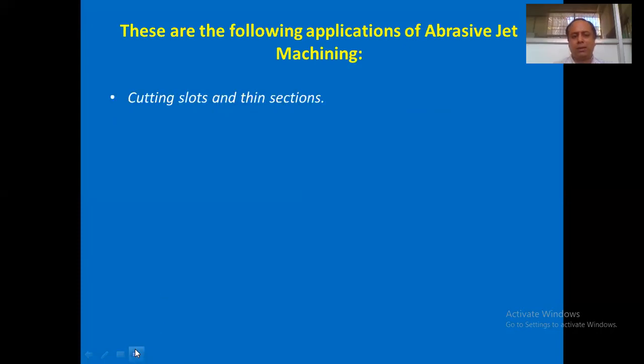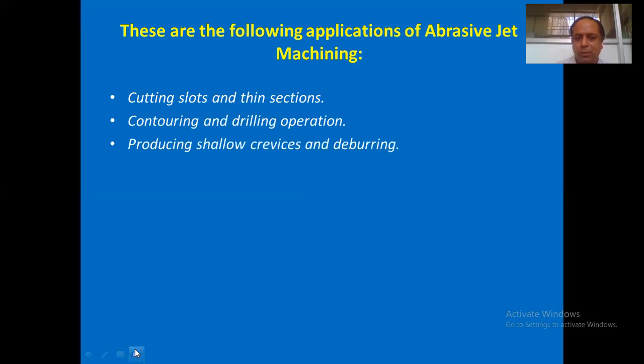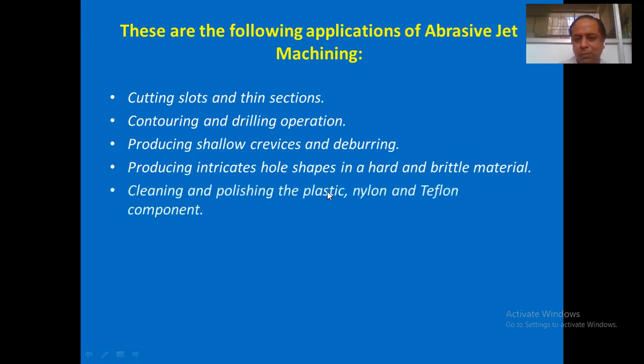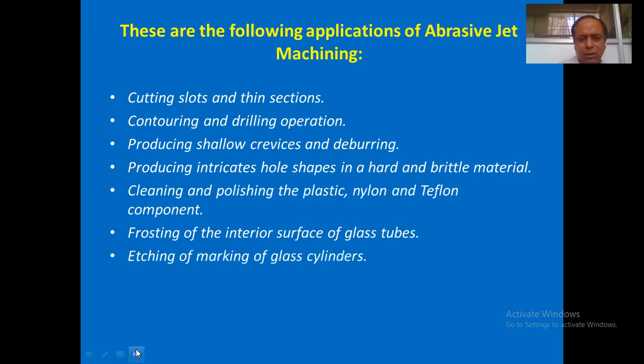Now, what are the applications? Special applications: cutting slots of thin section, contouring and drilling operations, producing shallow crevices and deburring. Deburring means removing burrs. Producing intricate hole shapes in hard and brittle material. These are all the applications. Cleaning and polishing the plastic, nylon and Teflon components also. Frosting of the interior surface of glass tube. So these are all the applications of this method.